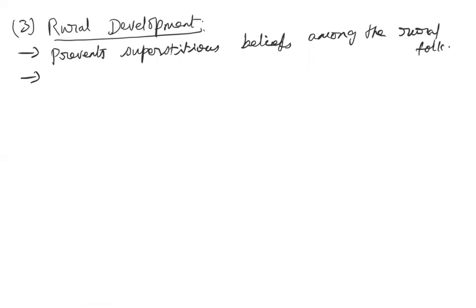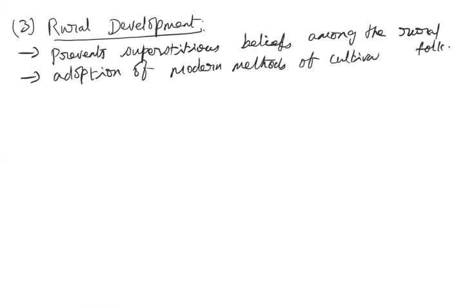Then if the farmer has basic education, he will be able to adopt modern methods of cultivation in agriculture. So, adoption of modern methods of cultivation by farmers in agriculture.